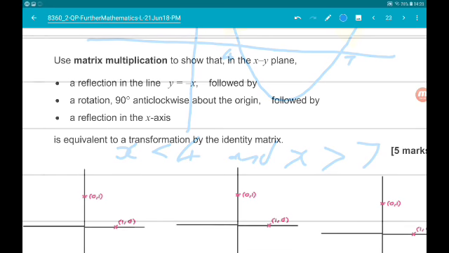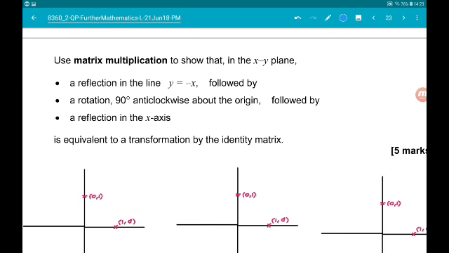Cool. In question 19 we have transformations with matrices. Yay! Use matrix multiplication to show that in the xy plane, a reflection in the line y equals minus x, followed by a rotation 90 degrees anticlockwise about the origin, followed by a reflection in the x-axis, is equivalent to a transformation by the identity matrix. So, if you transform something by the identity matrix, it doesn't change. It's like multiplying a number by 1.